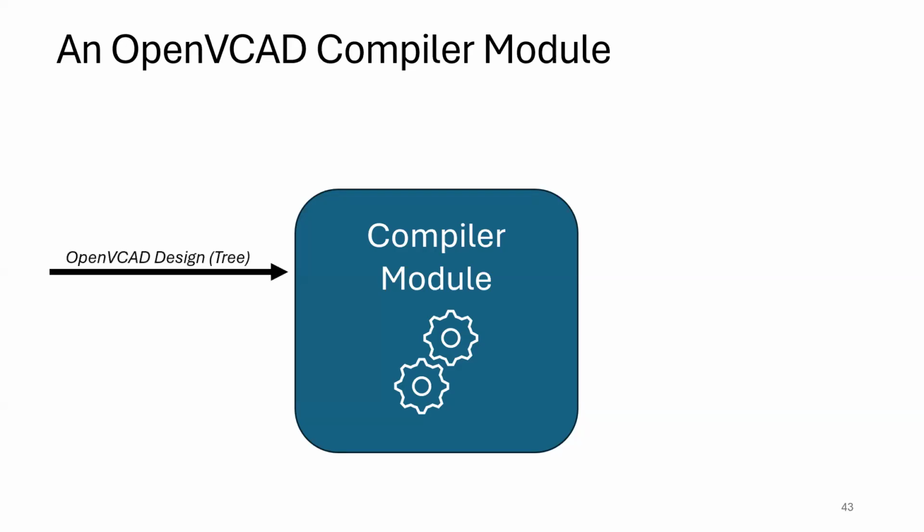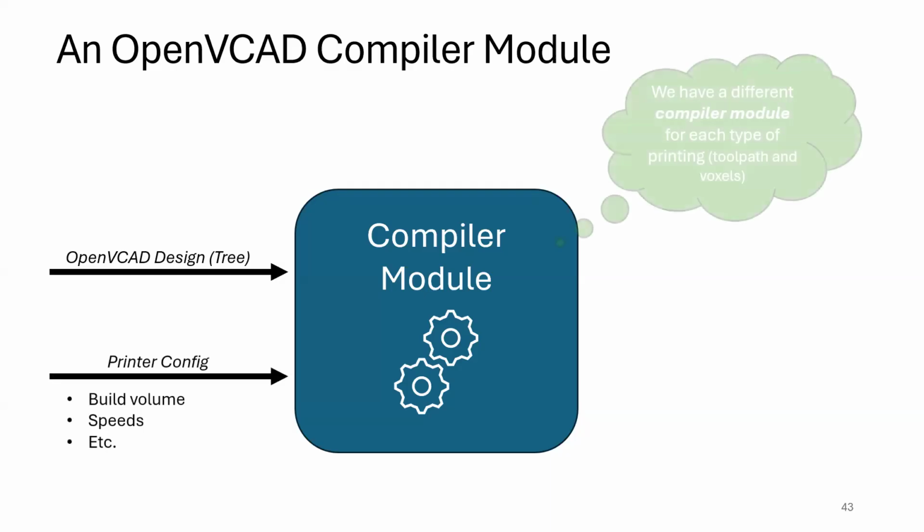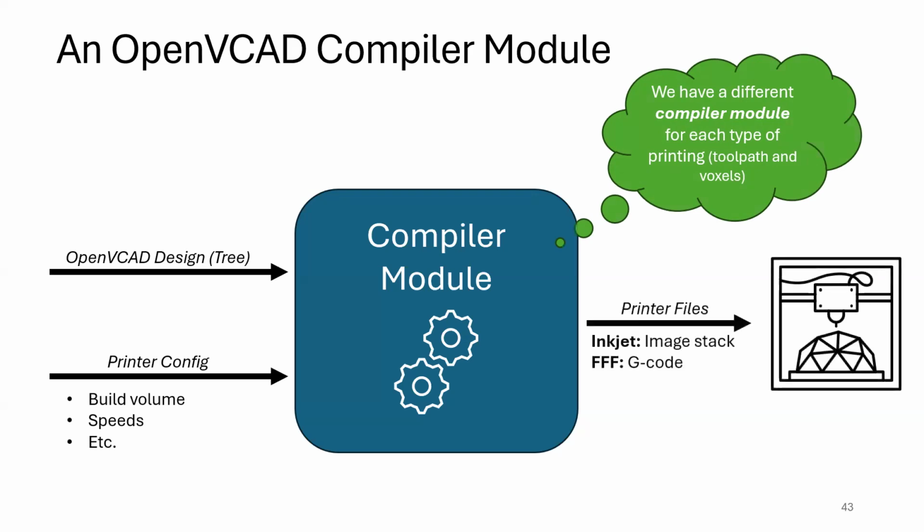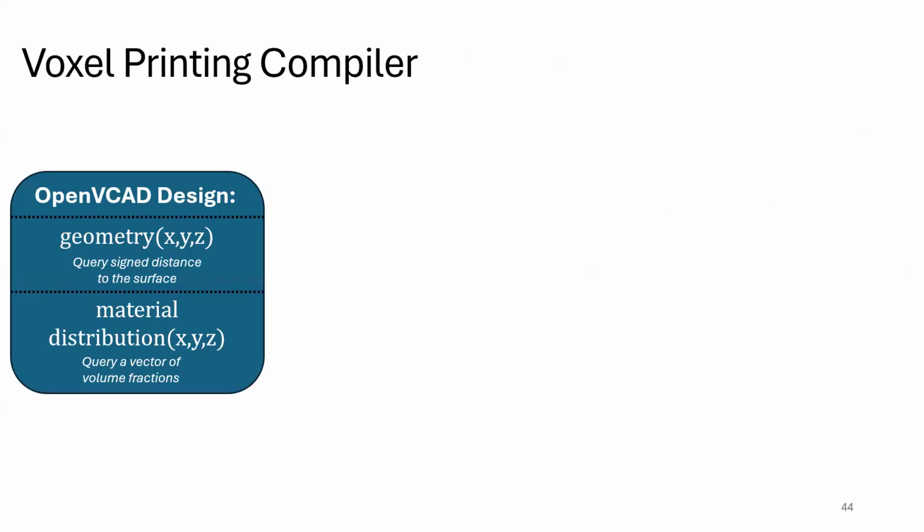So the compiler module is going to take as input an OpenVCAD design, so a tree structure, and that printer configuration I talked about earlier. Then we're going to need a different compiler module for each of these different practices. We're going to have one for toolpath-based printers and then a separate compiler module for voxels. So the OpenVCAD design can be the same for the different printing modalities. It's up to the compiler to resolve that into the correct format, and then our printer files will match that. In inkjet, we're going to generate an image stack, and in fused filament fabrication, so toolpath systems, we're going to generate G-code.